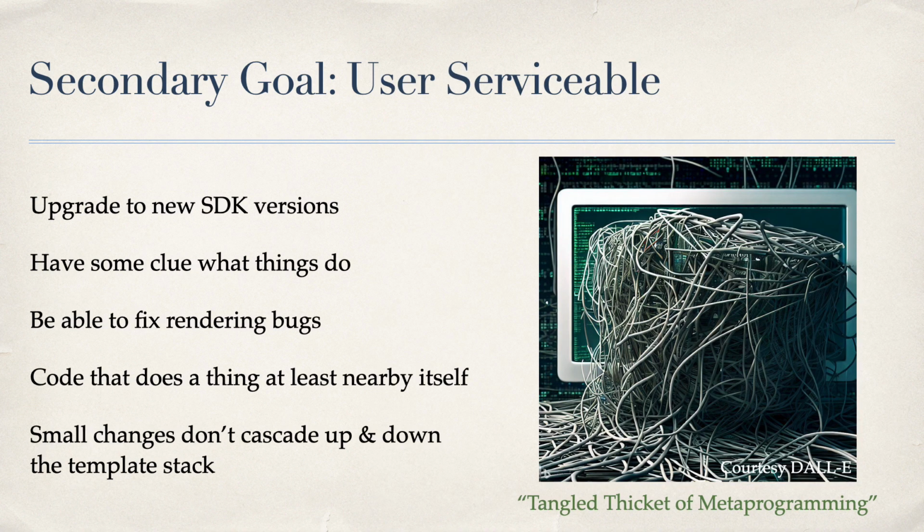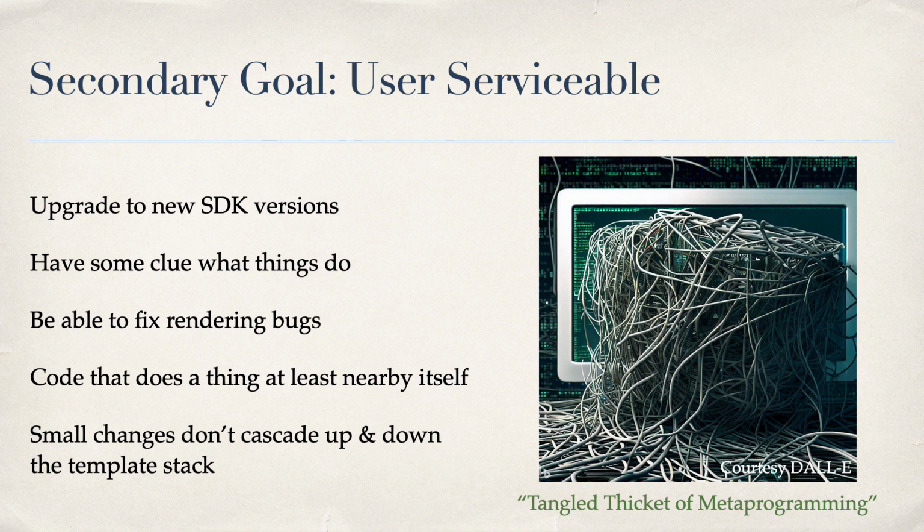A secondary goal was making it more user serviceable. So the way MapLibre Native is implemented is very clever, but not very modifiable. It depends heavily on C++ templates, and it's very difficult to fix things. So the problem with that essentially is if you want to add something new, it's kind of difficult. And if you want to track down a bug, it's also kind of difficult.